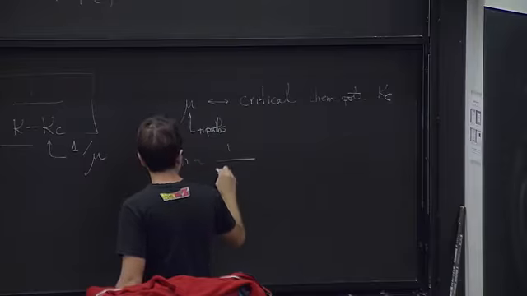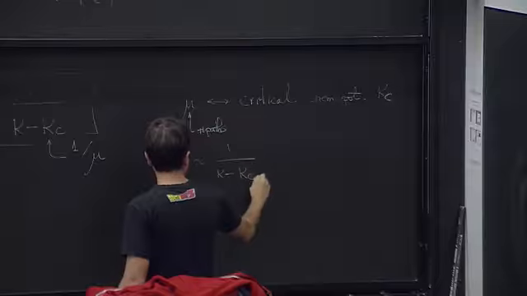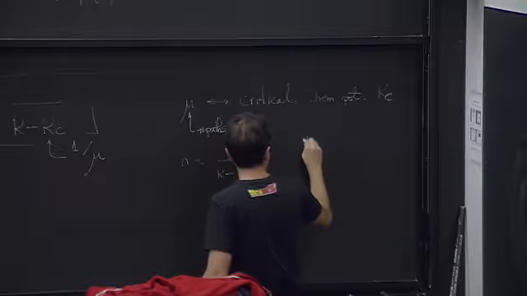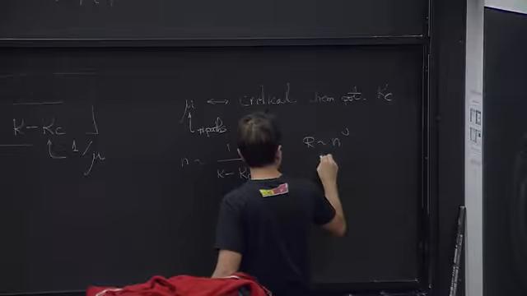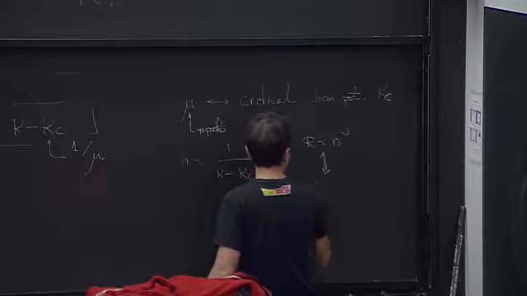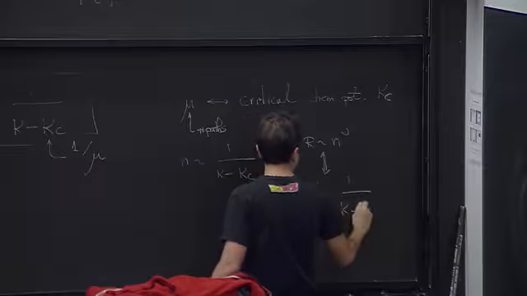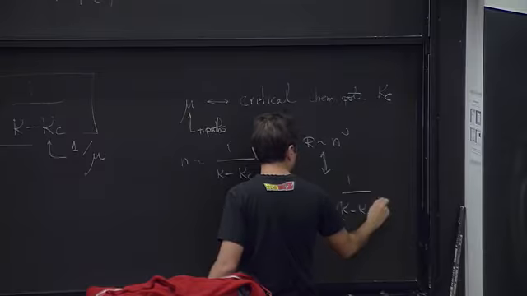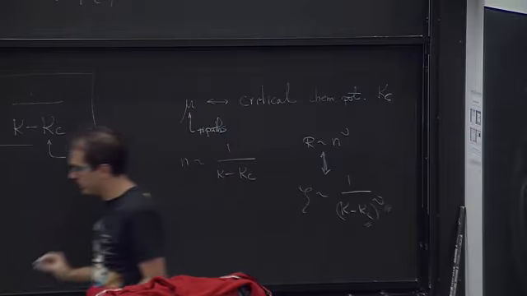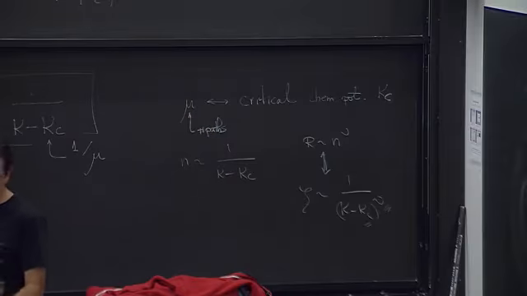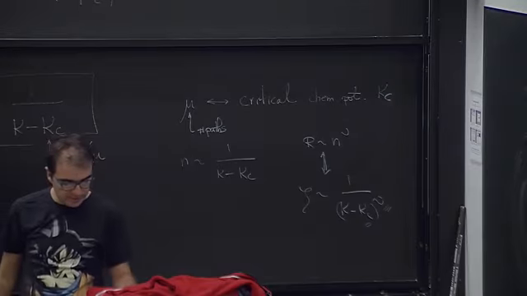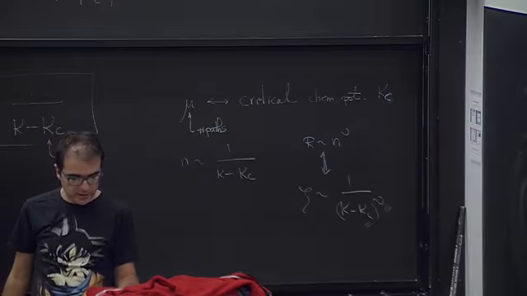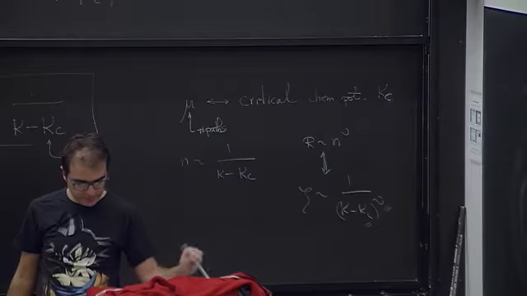and n is identified with the deviation from the critical point, and therefore r behaving like n to the nu is equivalent to psi behaving as 1 over k minus k critical to the nu. And so there is a translation between the values that we'll find close to the critical point and the critical exponents that we were after.